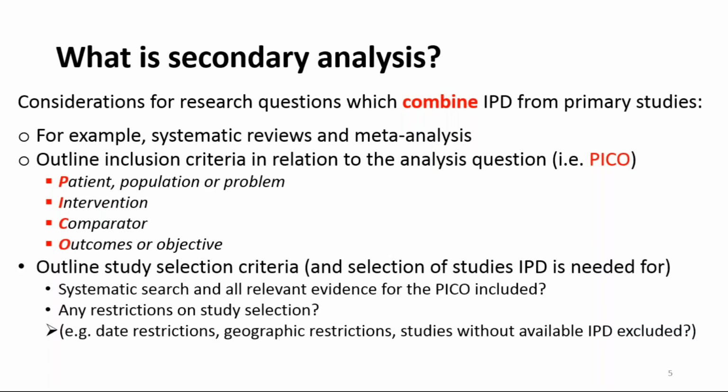And also when selecting studies which may or may not meet the inclusion criteria to include in the analysis, and also the IPD may be requested for, think about, will this be systematic work where a systematic search of databases is done and perhaps all relevant evidence for the PICO is included, or perhaps there may be some restrictions on which studies will be included in the analysis work. So maybe only the most recent studies will be included, maybe only studies from certain areas of the world would be included, or if studies aren't available with IPD, they may be excluded.